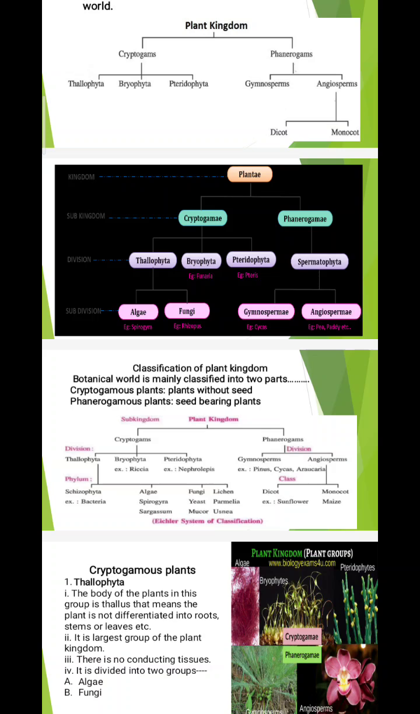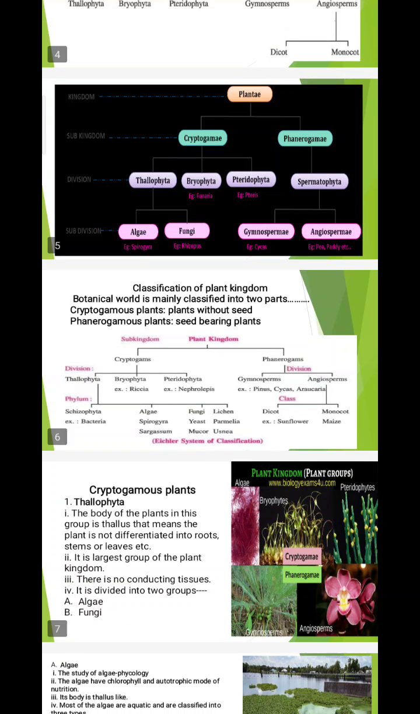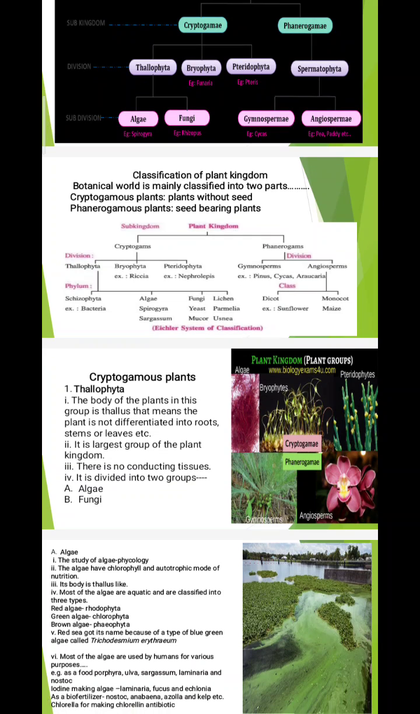According to the classification, the botanical world is mainly classified in two parts, that is cryptogamous plants and phanerogamous plants. I already mentioned, cryptogamous means the plants without seeds, and phanerogamous plants means the seed bearing plants. So this is again the classification, and they have mentioned the different examples of that groups. Then we move towards the cryptogamous plants.